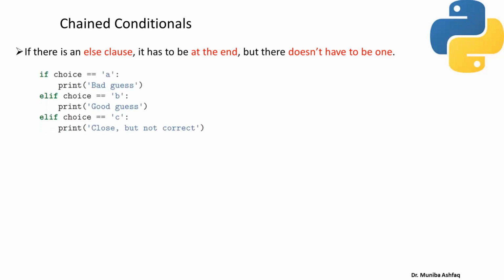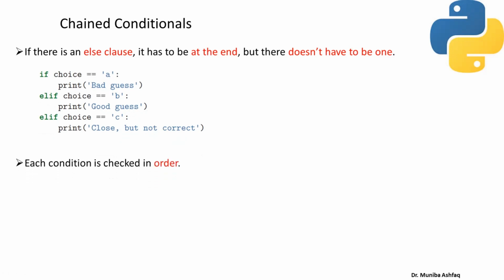If choice equals A, then we have to print bad guess. Else if choice equals B, then we have to print good guess. Else if the choice is equal to C, then you have to print close but not correct.